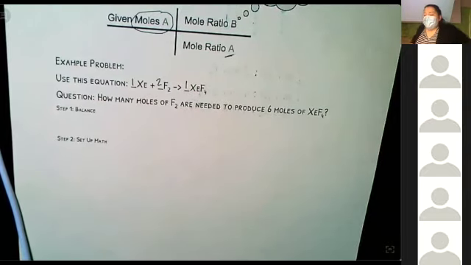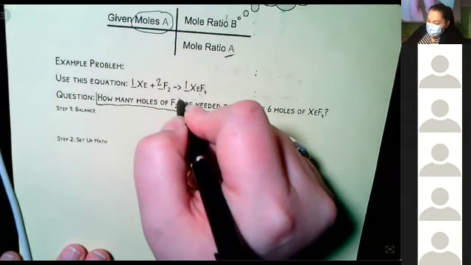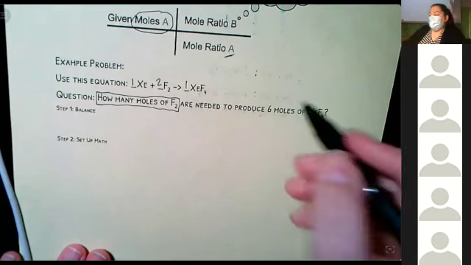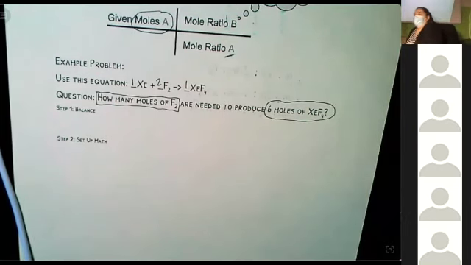The question says, how many moles of F2 are needed to produce 6 moles of XeF4? So here's the difference between what we're doing today and what we have been doing. What we have been doing is using moles of one substance. How many moles are in this many particles of iron? How many moles are in this many particles of this?